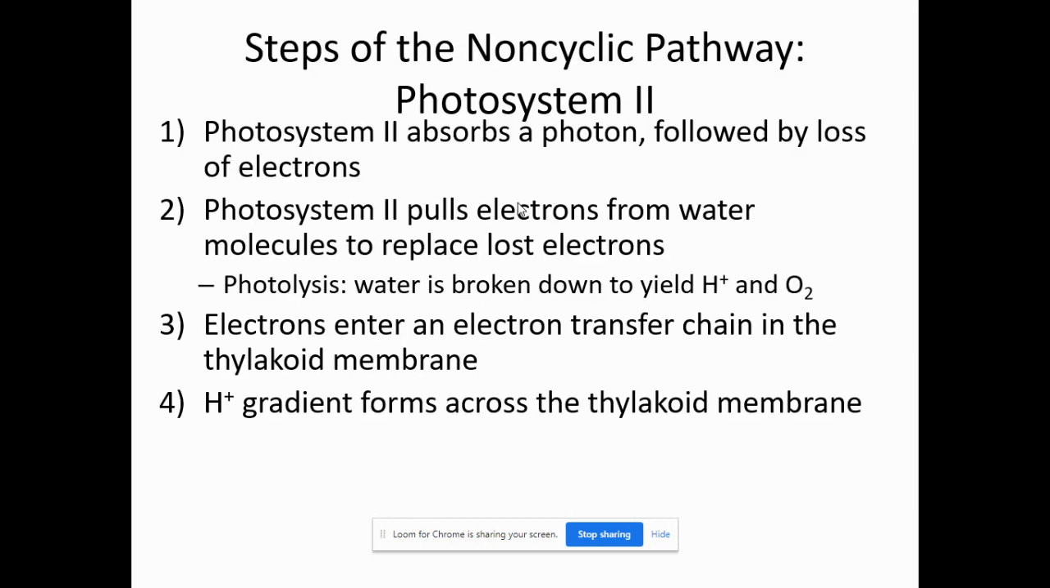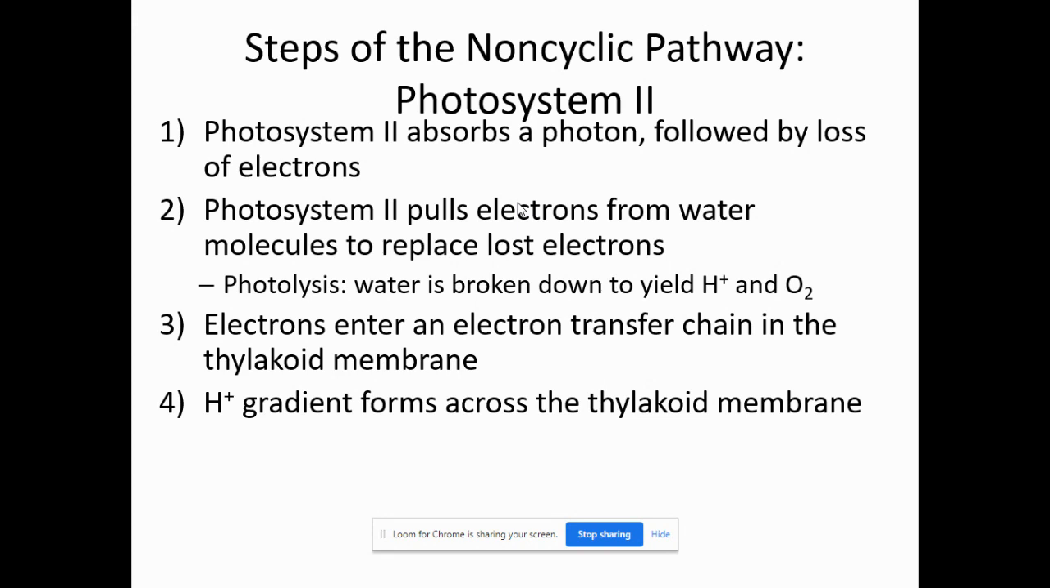All right, so let's go through the steps of the non-cyclic pathway. So the first part of the non-cyclic pathway is photosystem 2. So photosystem 2 absorbs a photon. Well then it's going to donate an electron to the reaction center. That photosystem 2 will lose an electron to a series of steps, which we'll talk about. So it's missing an electron. Well, where does it regain that lost electron? It regains it by splitting a water molecule.